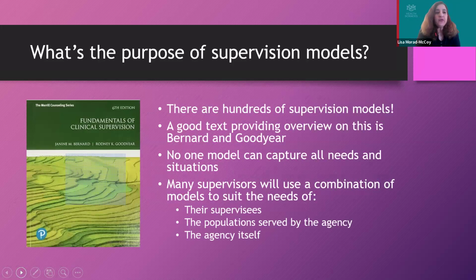This is a really great resource, Fundamentals of Clinical Supervision by Bernard and Goodyear, a really great resource of all the different models that are out there. And it's been really helpful in terms of helping me find my own style of supervision and understanding what models are out there should I decide to change anything. So I recommend it, especially for those of you who are newer to the field. Usually what supervisors do is they will choose a style or model based on their supervisee, the populations that are actually served at the agency, and the culture of the agency itself.